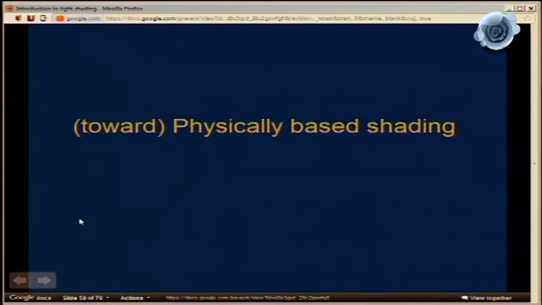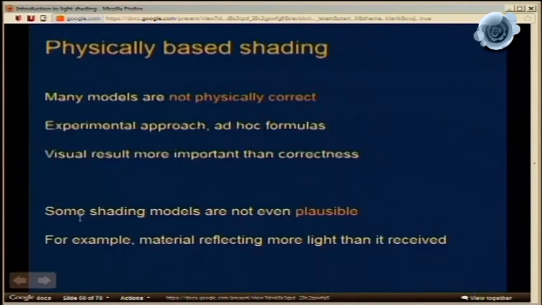Now we've seen those models that are not physically correct and sometimes completely careless about the physical nature of light. So let's see what we can do. The problem is, those models are not physically correct. They are experimental, completely ad hoc: I come up with this thing and it looks convincing. After all, the visual result is more important than correctness. We're not doing simulation here.